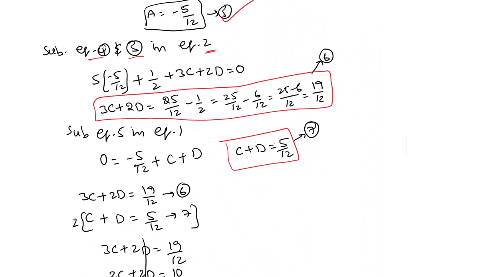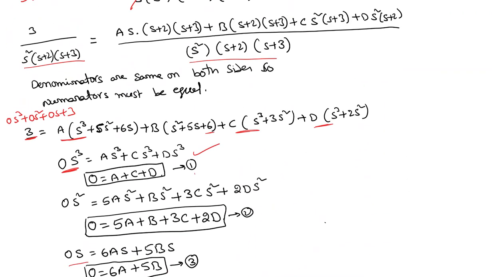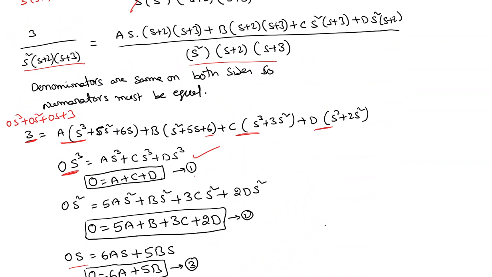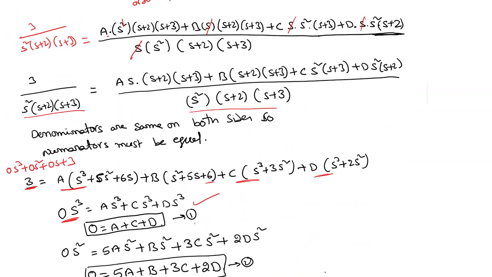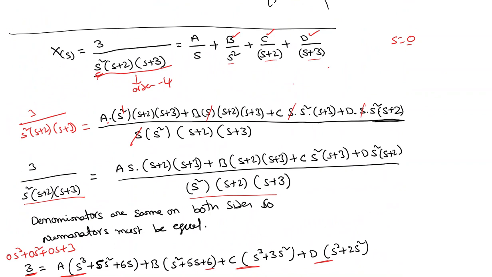Now going back, how to find a. To find a, I'm going to do the LCM method. Here the LCM for this is s square, s plus 2 and s plus 3. It's just like if you have 7 by 4 plus 9 by 5 plus 5 by 3, something like this.